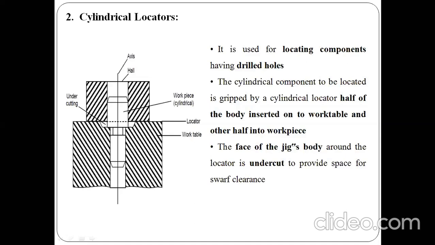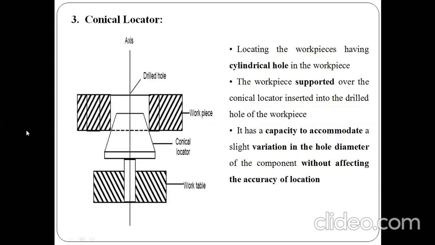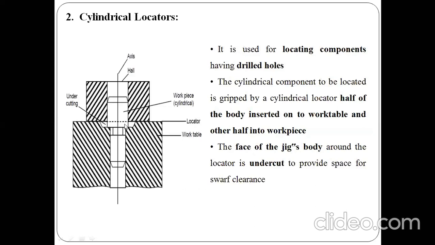As I mentioned in this slide, this locating component has a drill hole, and we are locating with the help of this, and half portion is inserted into the face of the jig body around here. The undercut is also provided. This is your second type of locator. Now we will move to the third type of locator, which is your conical locator. The conical locator and cylindrical locator are the same, but you can identify the difference between them from the first figure. Your locator pin is cylindrical and circular, and in your second case it is tapered.